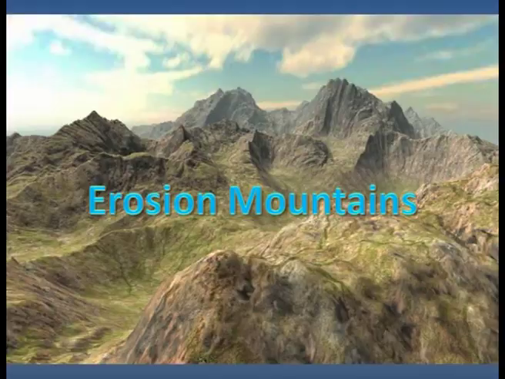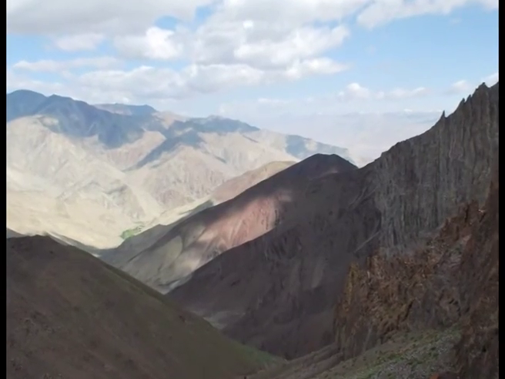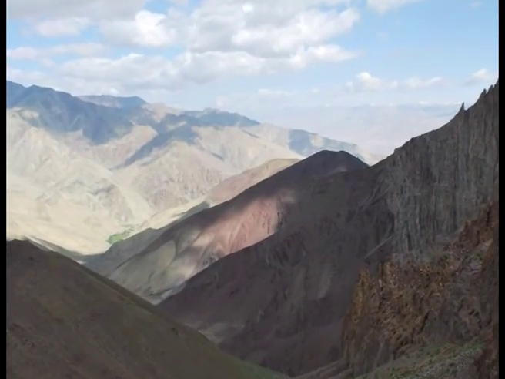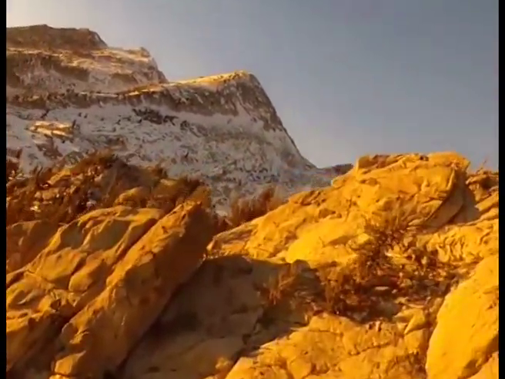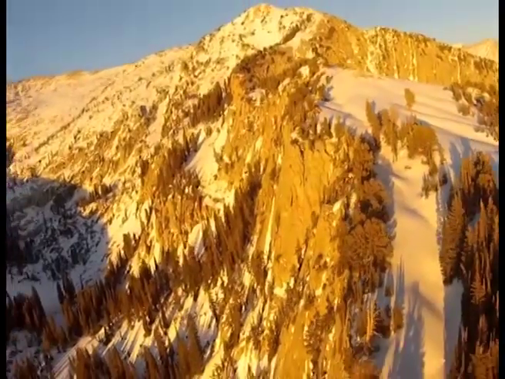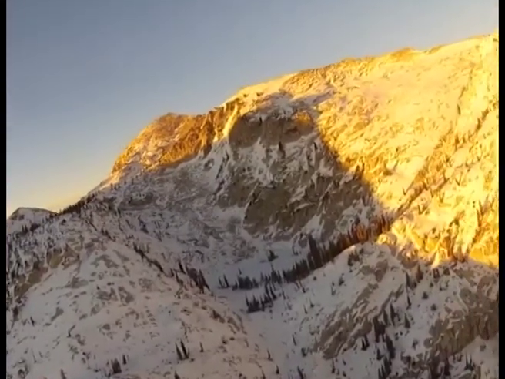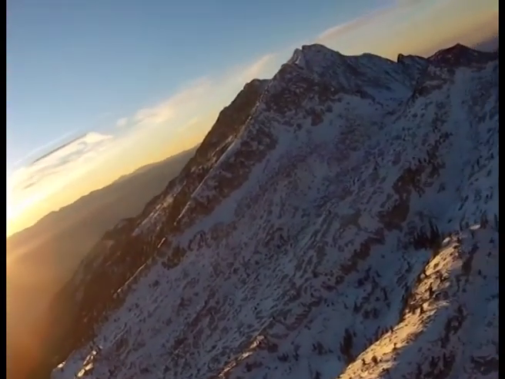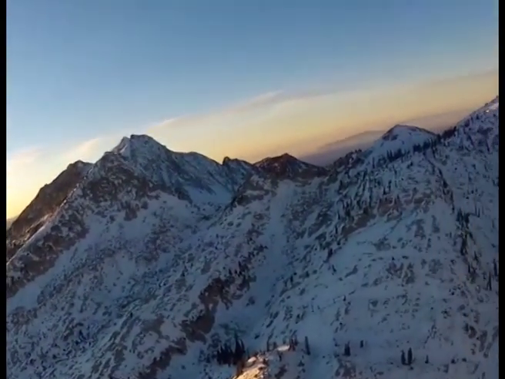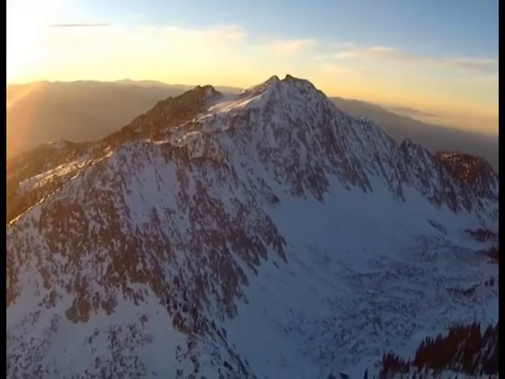Erosion mountains. Erosion mountains are those that are found in the uplifts of the Earth's crust. They are the main features in places like Idaho. The erosion mountains here have been mainly carved by running water and glaciers, and have formed due to years and years of erosion in the valleys here.